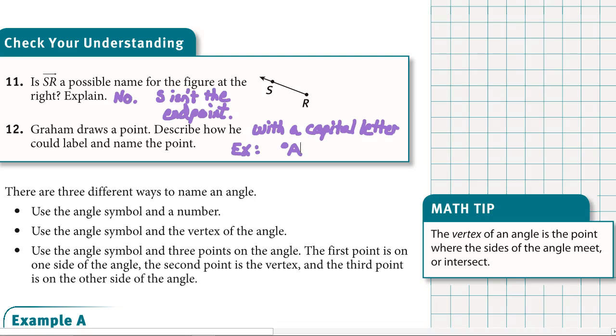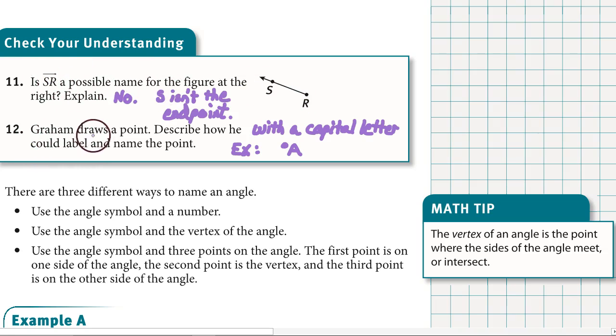Here are the answers to the check your understanding. Number 11, is ray SR a possible name for the figure at the right? The answer is no, because point S is not the end point. The letters are backwards in this name.